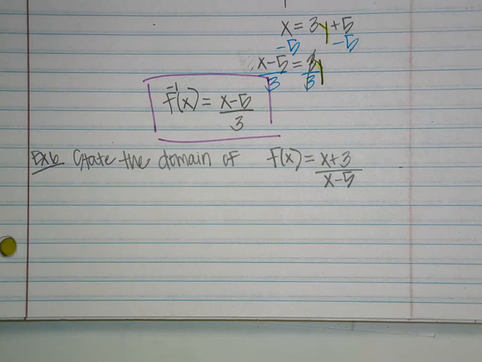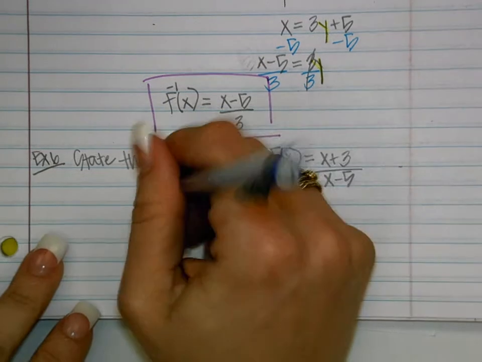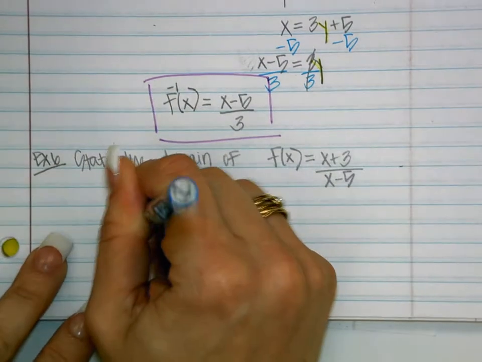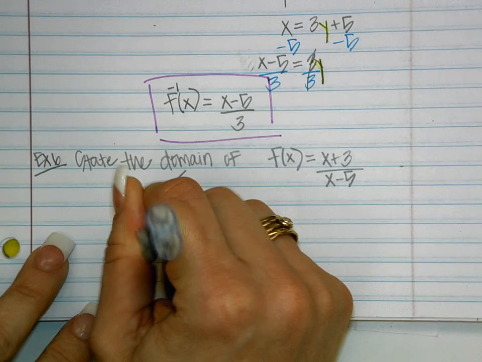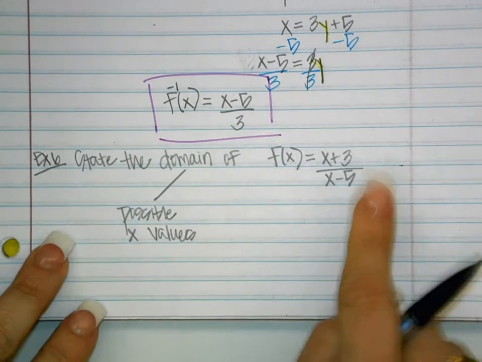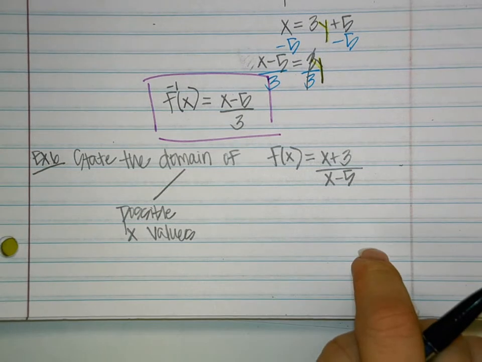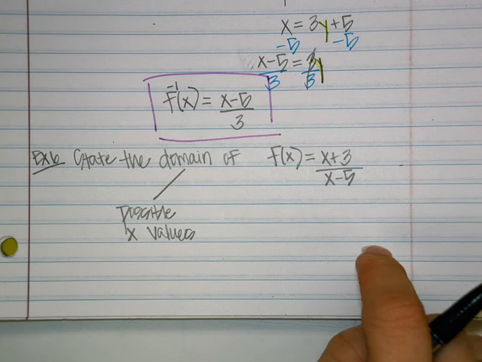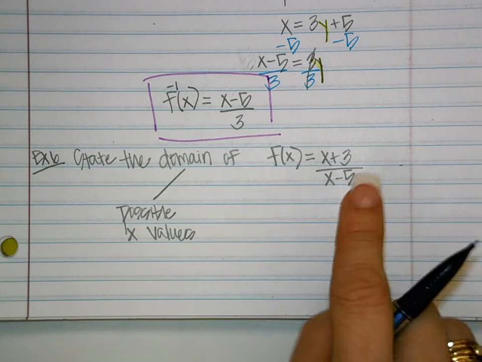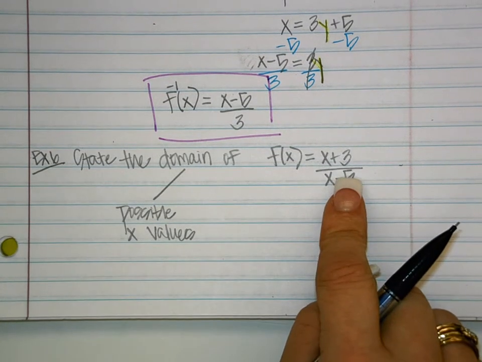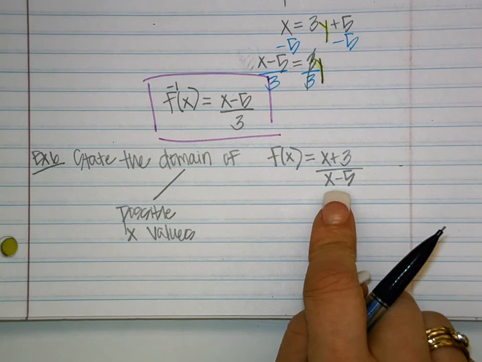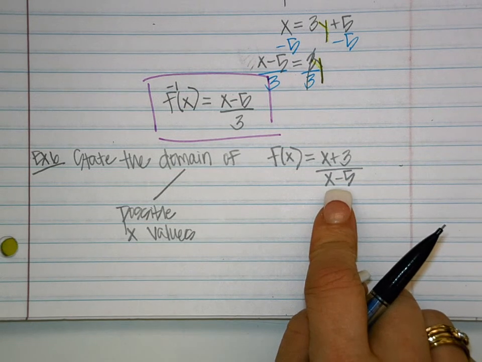So what is domain? Is domain x's or y's? Domain is the possible x values. So basically this is saying, can I plug in anything for x into this equation? Or are there some limitations? If you have a fraction, can I have a positive number in the bottom? Yeah. Can I have a negative number in the denominator? Yes. You can't have a negative underneath a radical, but you can have a negative number in the denominator.